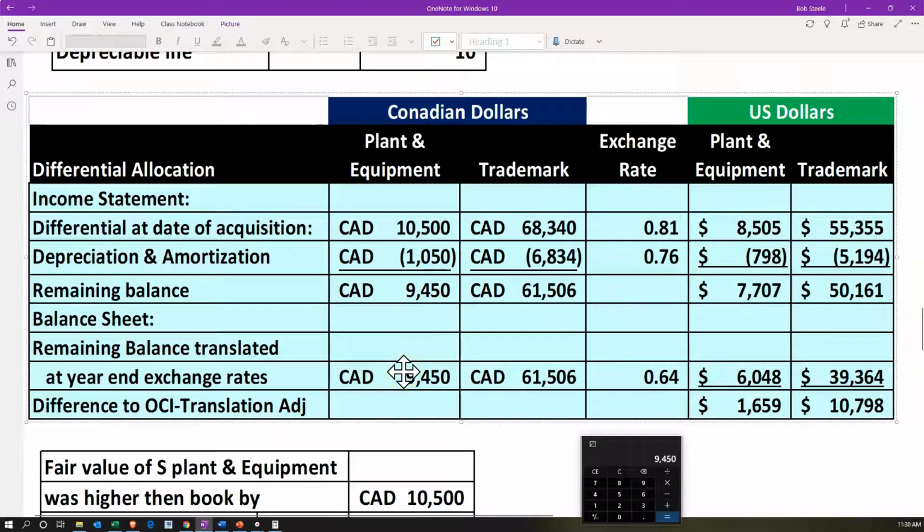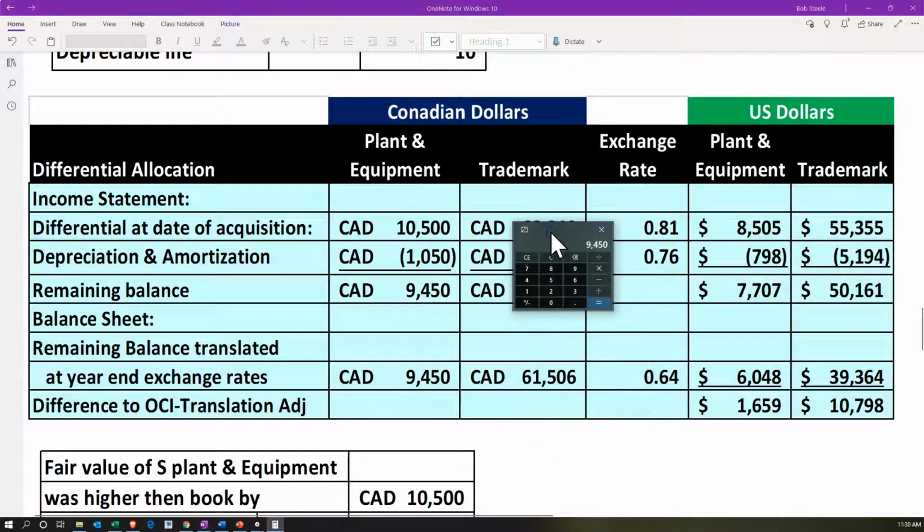So this is what is remaining, right? Because this was the added amount that was increased to the property, plants, and equipment and the trademark on the balance sheet. This is what it was reduced by on the balance sheet, accumulated depreciation and reduction of the trademark, and recorded on the income statement as depreciation and amortization. Then we're left with this amount, the remaining balance on the balance sheet for that added property, plants, and equipment, and the amortizable intangible asset. So then we're going to take that amount and multiply it times the exchange rate.